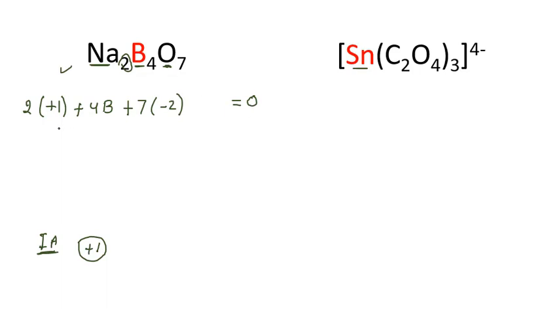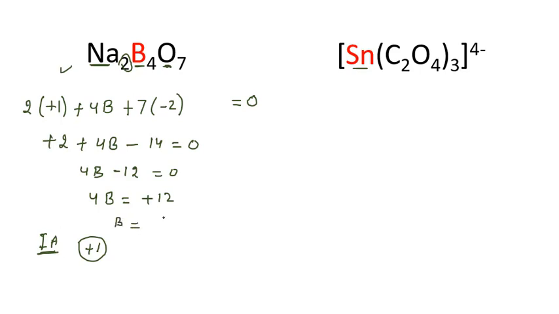Now we can simplify. It is +2, then we have 4B, 7 times -2 is -14, equal to 0. Then 4B, and +2 minus 14 is -12, equal to 0. Then 4B is equal to, we can transfer 12 to the other side, +12 we get. Then boron is equal to 12 divided by 4, 4 threes are 12. Then we get +3 oxidation number. Boron shows +3 oxidation number in the neutral compound.